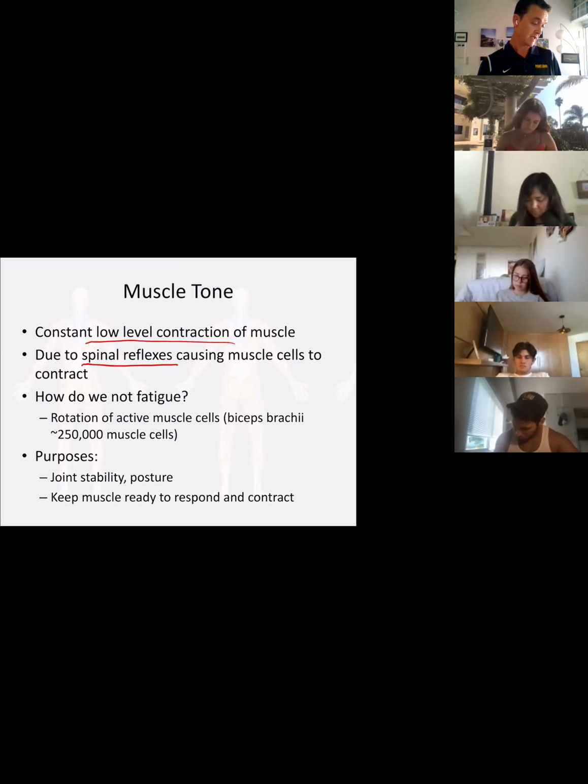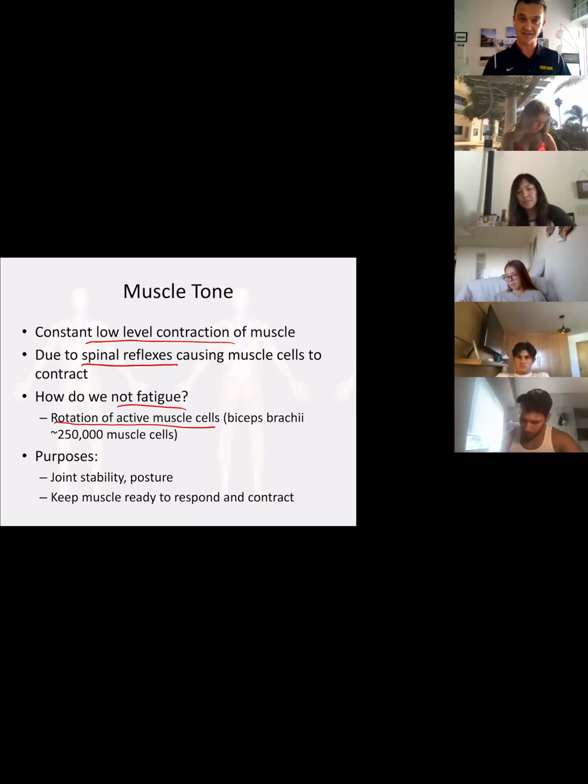But how do we not fatigue, right? If our muscle cells are just always contracting and holding us up, holding our neck up, holding our back up, right? Sometimes we do fatigue when we're sitting for too long or standing for too long, but in general, what we're doing is we're rotating the muscle cells that are active. Okay, so for example, a small muscle like our biceps brachii, the one we've been using for an example, has about 250,000 muscle cells in it, right? So just that one little muscle's got that many muscle cells.